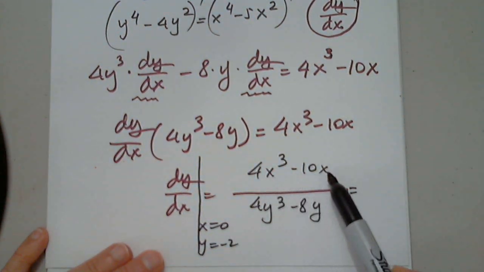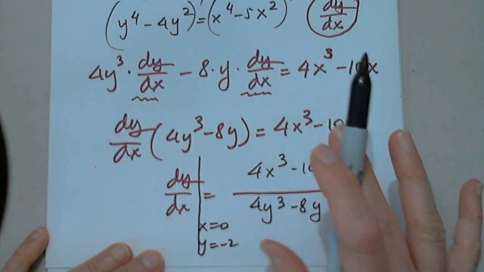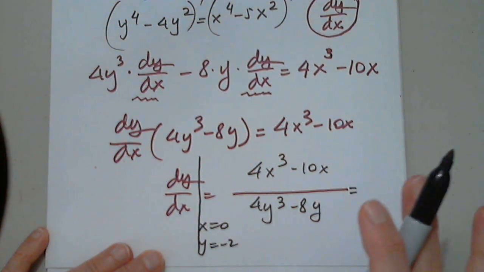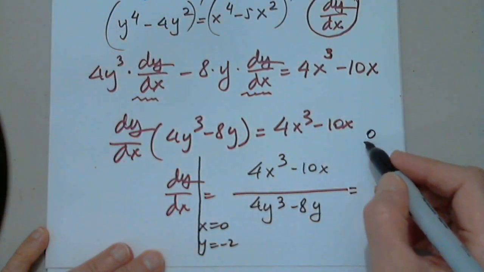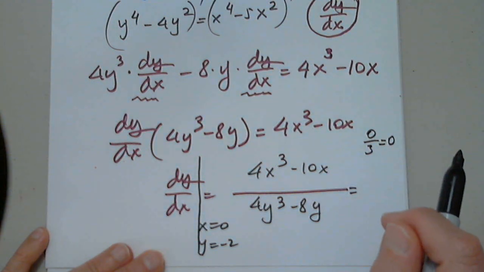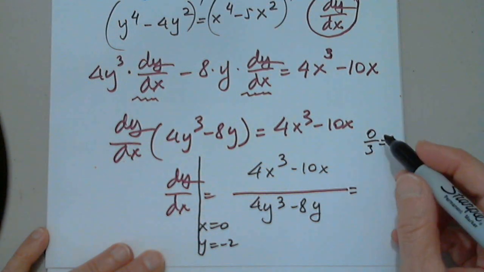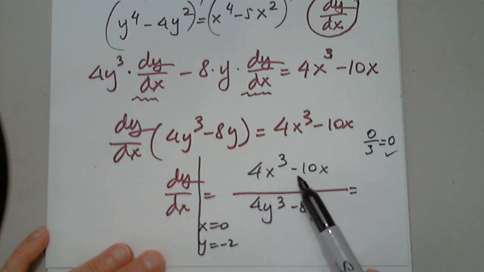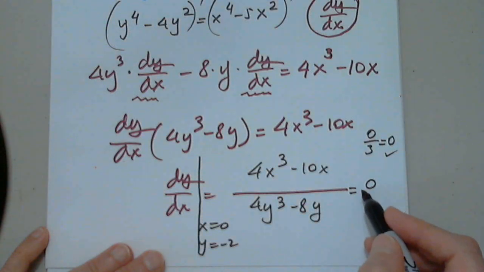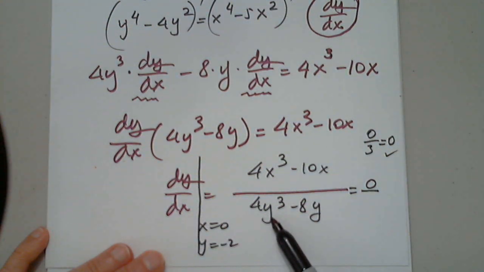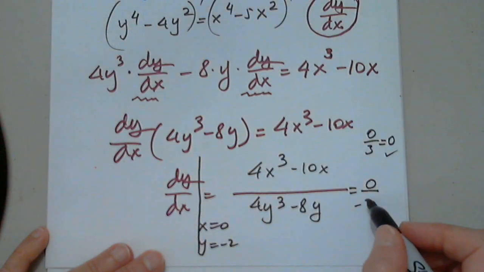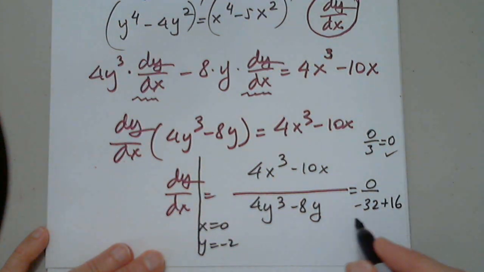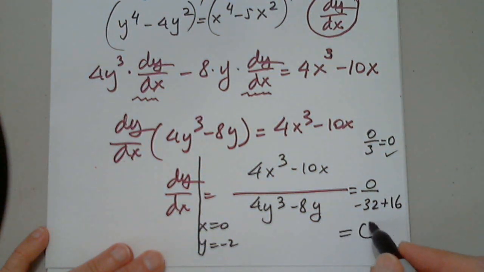x is 0, the numerator is 0. But I have to make sure, because if it's 0 over 0, we are in big trouble. So let's check and make sure it's not 0 over 0. If it's 0 over 3, that is 0. But 0 over 0 is a problem, and 5 over 0 is a big problem. So, 4 times 0 minus 10 times 0, the numerator is 0. Now the denominator: 4 times negative 8, negative 32. Negative 8 times negative 2 is positive 16. I don't care. It's 0 over a number, so the answer is 0.